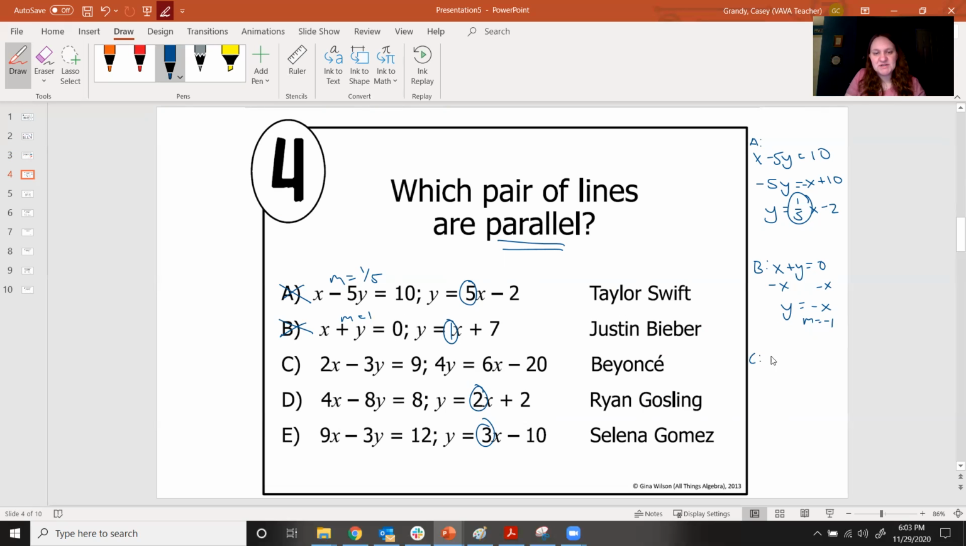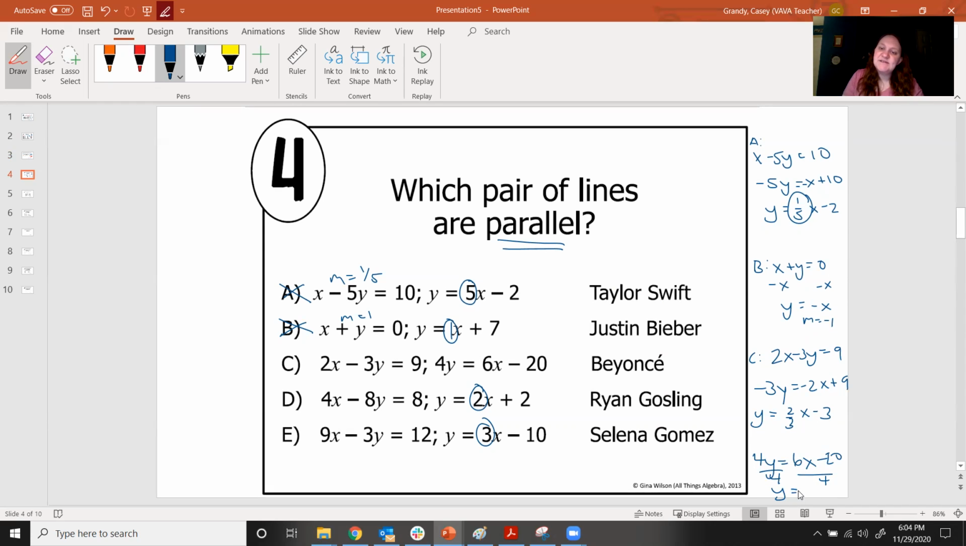C, we have to do it to both equations. 2x minus 3y equals 9. Subtract 2x from both sides and divide both sides by -3. -2 divided by -3 is positive 2/3. 9 divided by -3 is -3. All right, so 4y equals 6x minus 20. All I need to do is divide by 4 to get that y by itself. Y equals 6 divided by 4 is 3 over 2. That's really close. The slope here is 2/3 and the slope here is 3/2. They're reciprocals, but they're not opposite, so it's still not C.